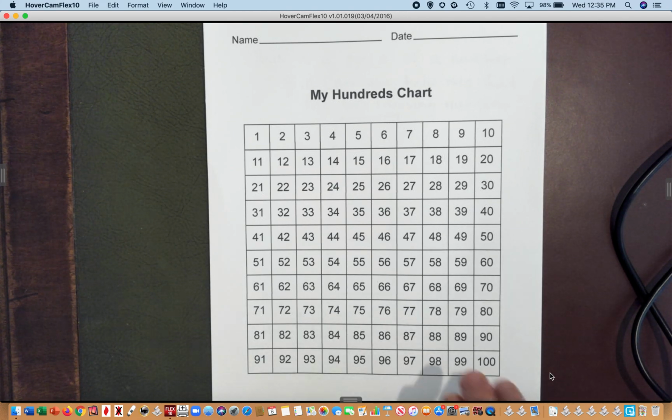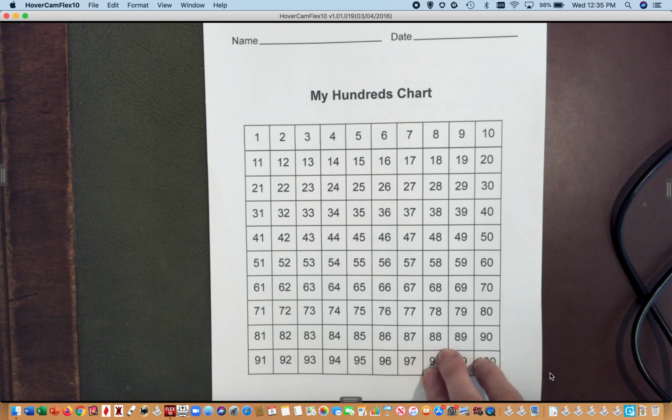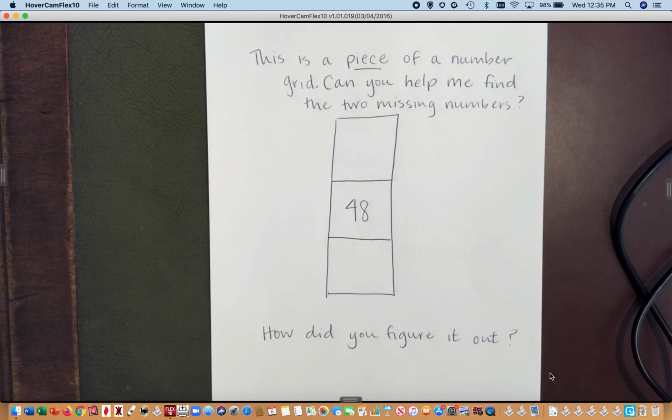We're going to start with a little warm up, and then I'm going to show you how to use patterns and place value to solve these. So this is a piece of a number grid. Can you help me find the two missing numbers?